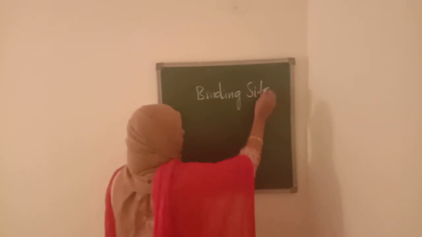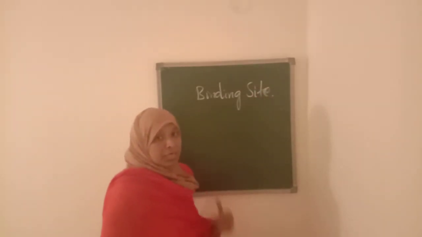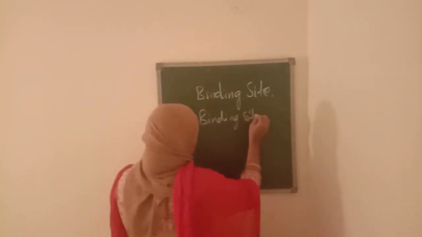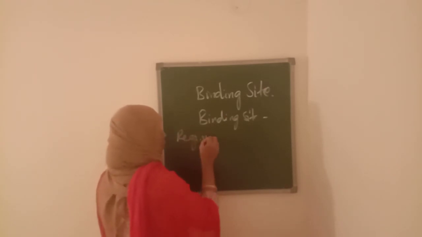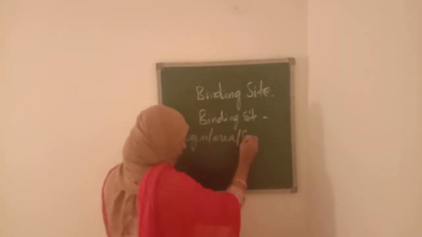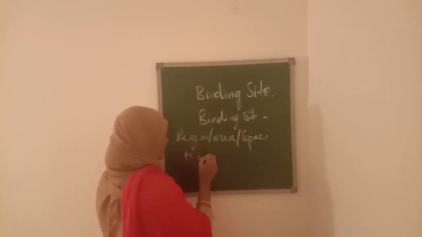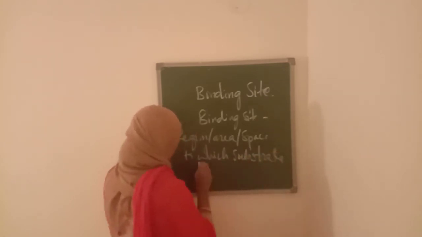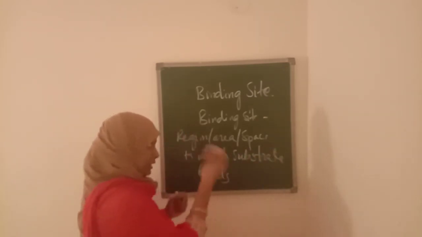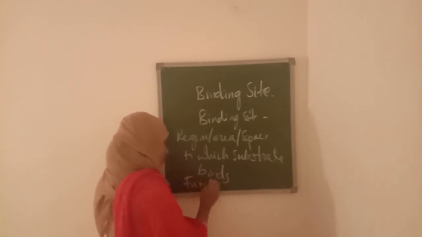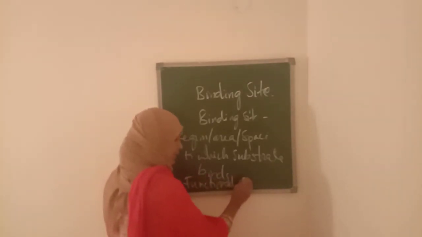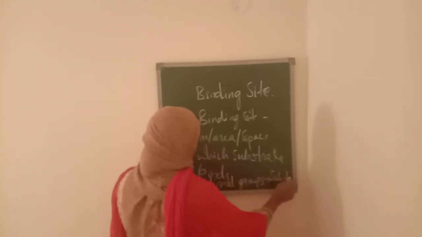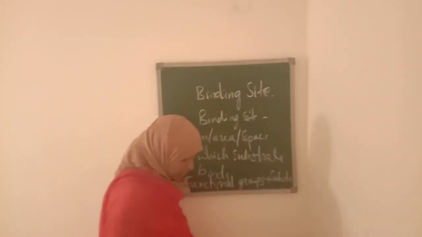The region at which the substrate binds to the enzyme is known as the binding site. The binding site is nothing but the region, or area, or space to which the substrate binds. And this binding site again contains the functional groups. The binding site contains the functional groups that interact with the substrate. Okay, this is regarding the active site and binding site.